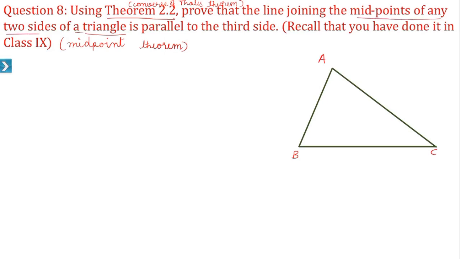After that, line joining the midpoints of any two sides. Now mark the midpoint of any two sides. D is the midpoint of AB and E is the midpoint of AC. Now line joining the midpoints of any two sides, that is DE. We have to prove that DE is parallel to BC. DE is the line joining the midpoints of sides AB and AC.